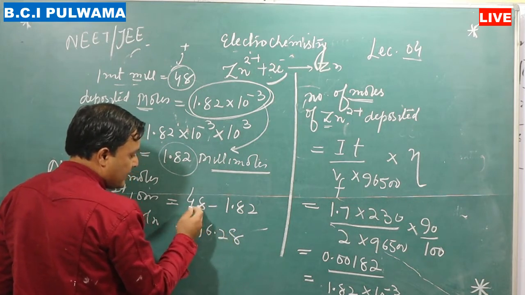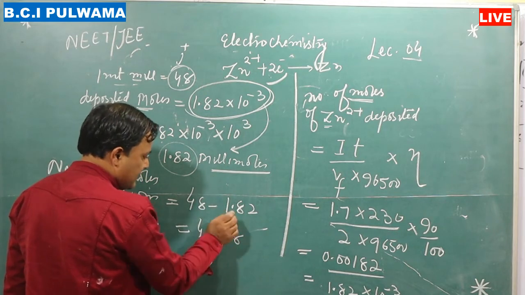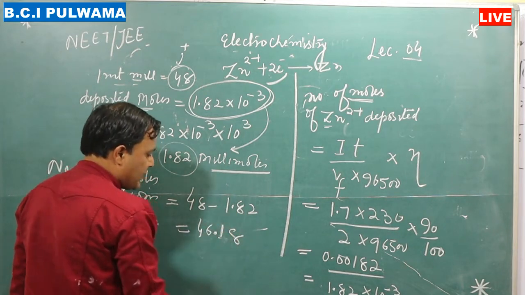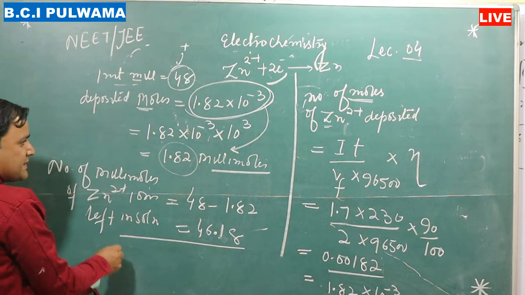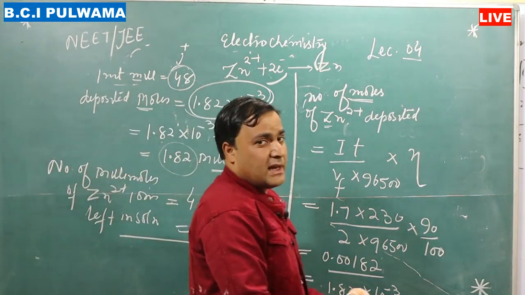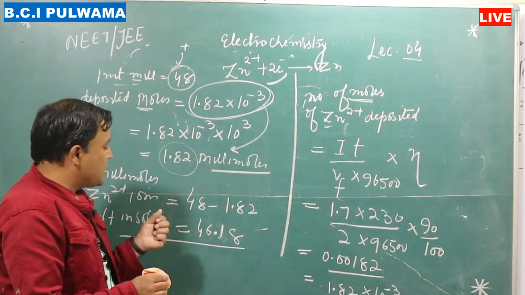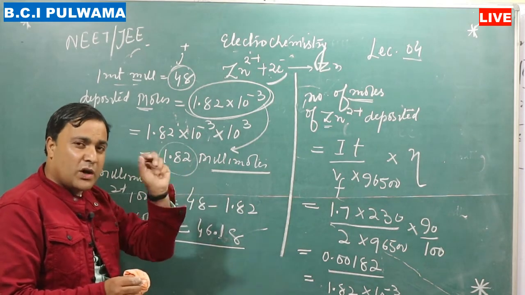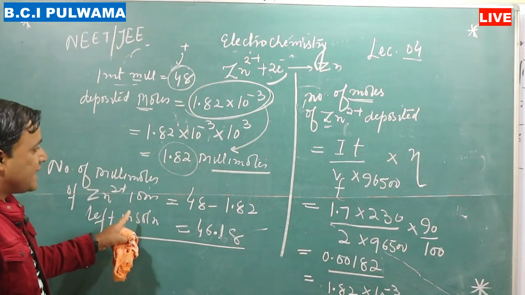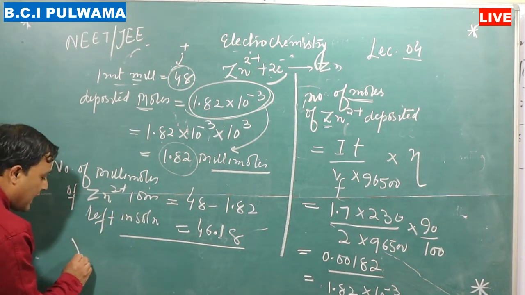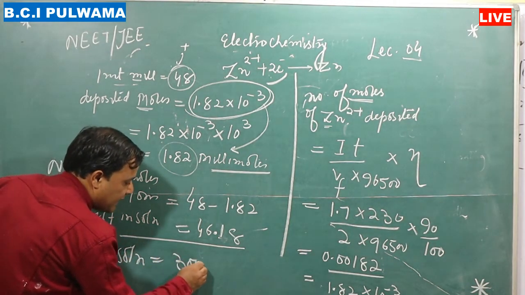That is equal to 46.18. So this is the number of millimoles of Zn2+ ions that have been left in the solution. But when you take question 2, the molarity of Zn2+ ions, assuming that the volume of the solution remains constant, we have the volume of solution from the question, which is equal to 300 ml.